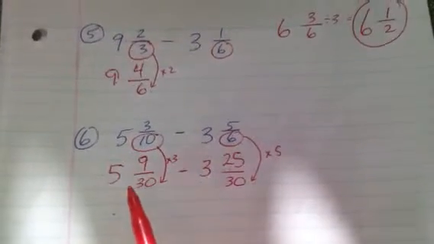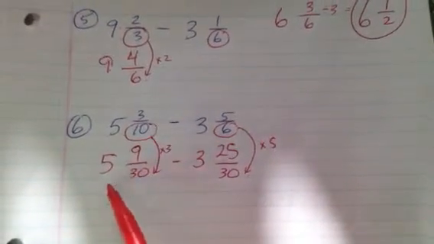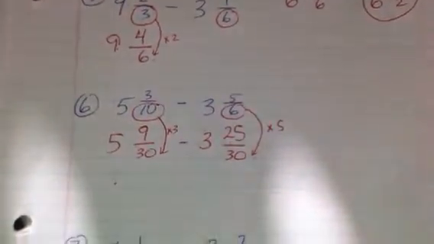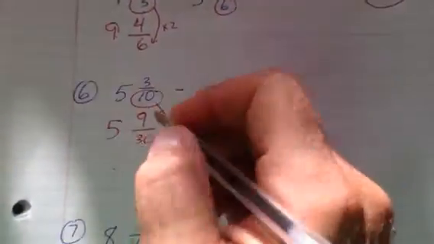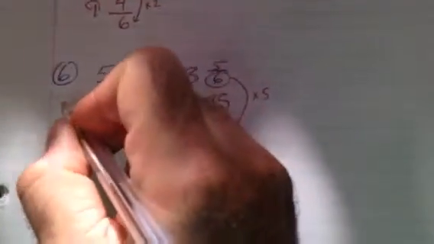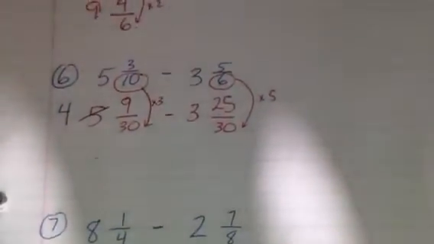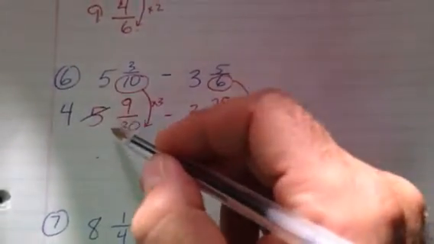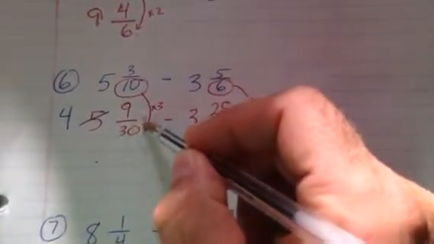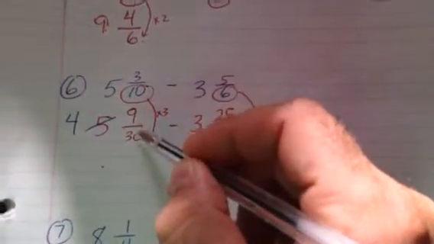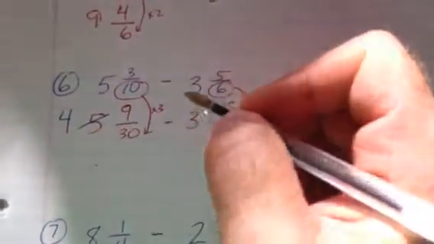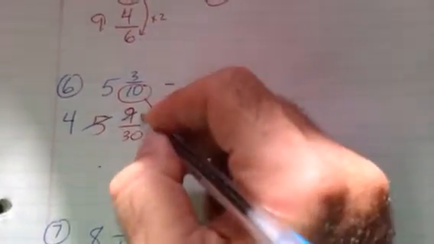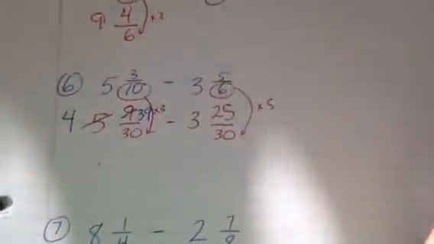This is an example which I call the borrowing type. We have to borrow from the 5. Now listen carefully. What you do is you borrow from the 5, you take away 1, you cross out the 5, you make it a 4. Now, whatever the number is on the denominator, whatever this bottom number is, we add it to the 9. We add 30/30. In other words, you just add 30 to the 9, cross out the 9, and add 30. So that's 30 plus 9 is 39.